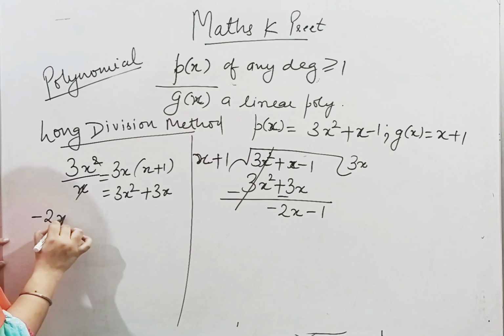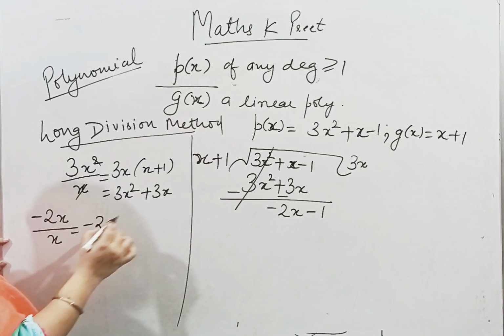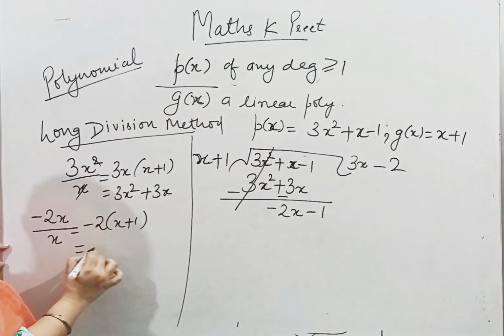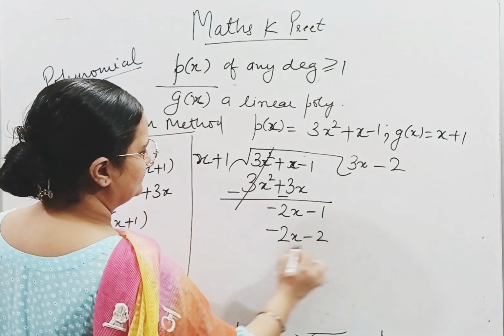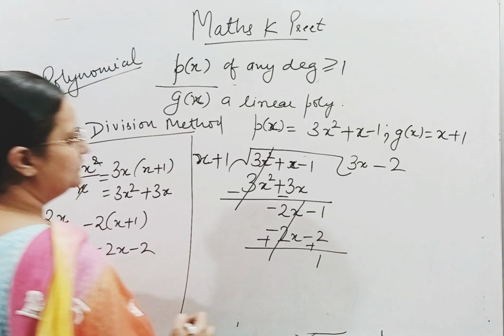From here we can write this is the new dividend. So divide the first term of the new dividend with the first term of the divisor. We are getting minus 2. So write this minus 2 here and multiply it with the divisor. We are getting minus 2x minus 2. Change the signs. We can cancel these out. We are left with 1.